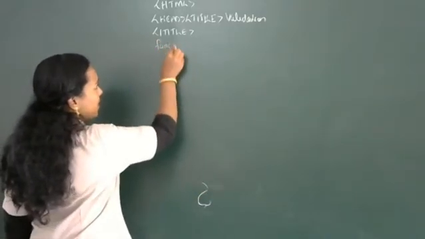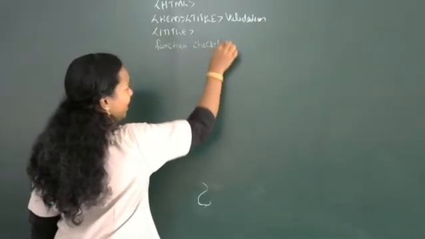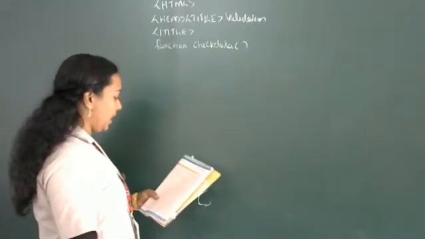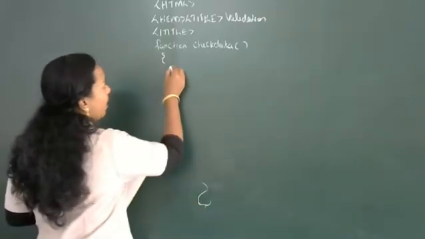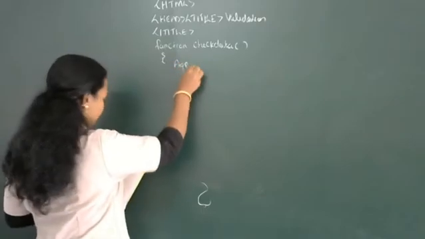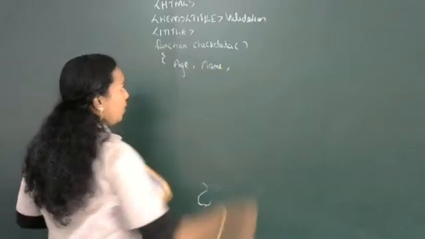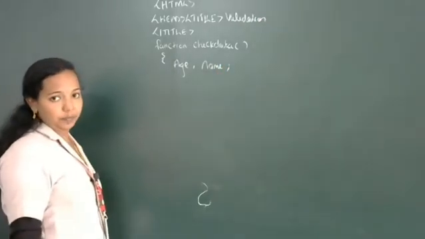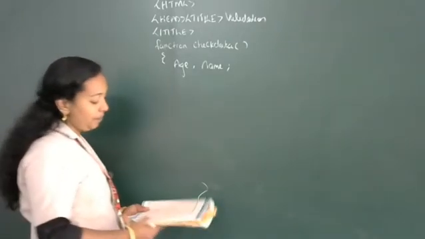So the function is function checkData. What is the function name? Function checkData. Then after that I am going to include two variables: age of a student and name of a student. Two variables I am going to include, age and name. Age for storing the age and name for storing the name.